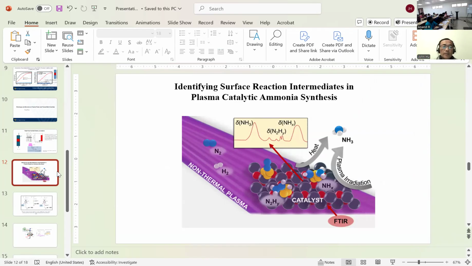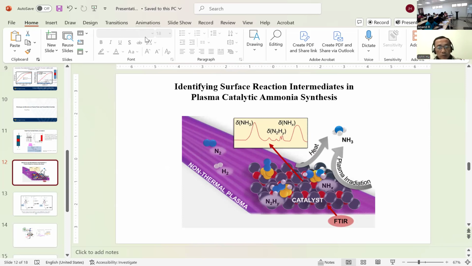So basically, this is really fundamental research. This is the non-thermal plasma, obviously a DBD. So they have the DBD and then the catalyst in the center. This is really a model. What they want to study is the reaction intermediate. That means when hydrogen and nitrogen are added together, what kind of intermediate is produced before they end up as ammonia?